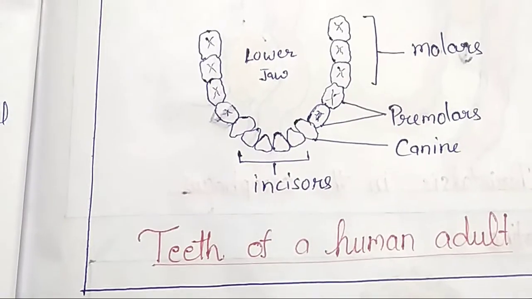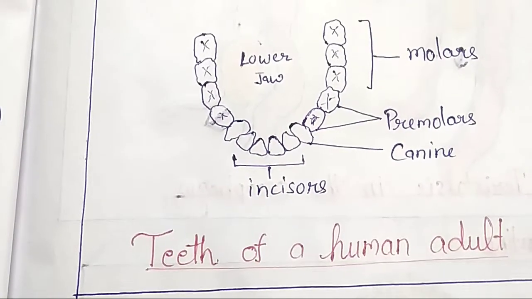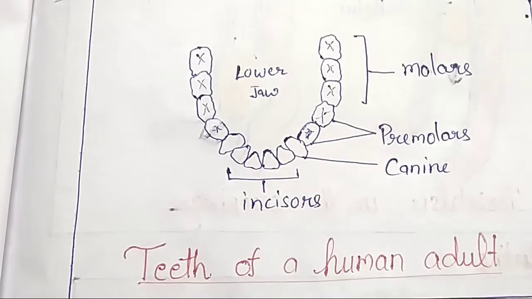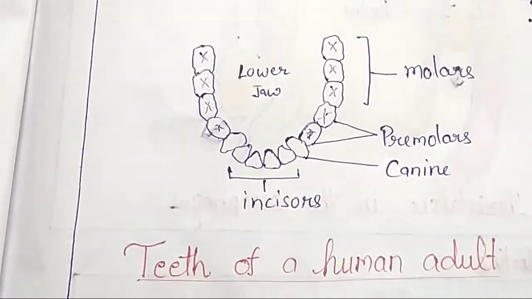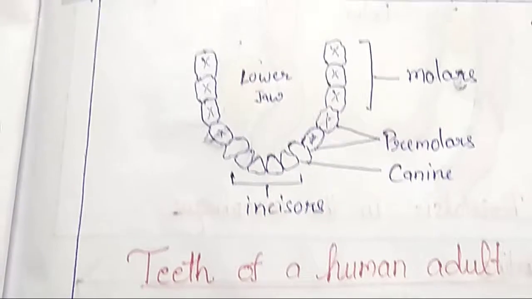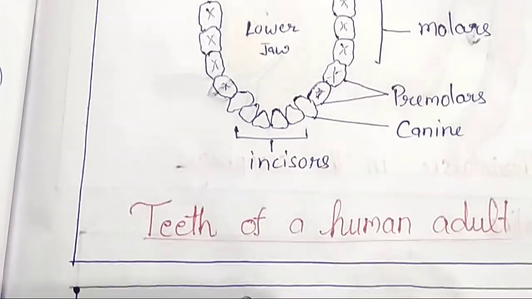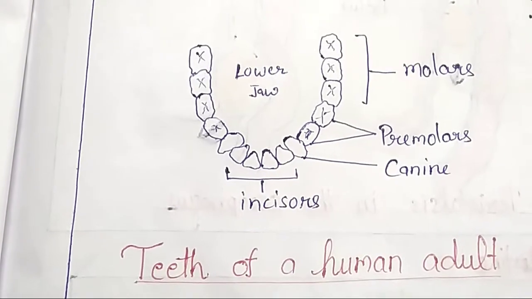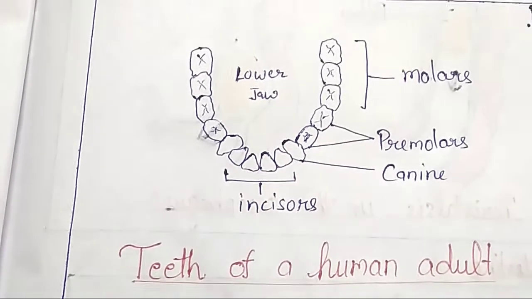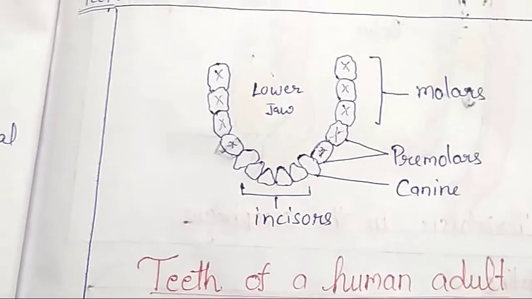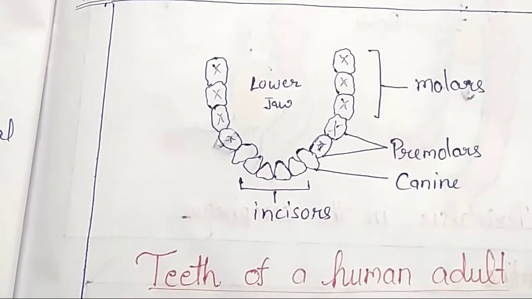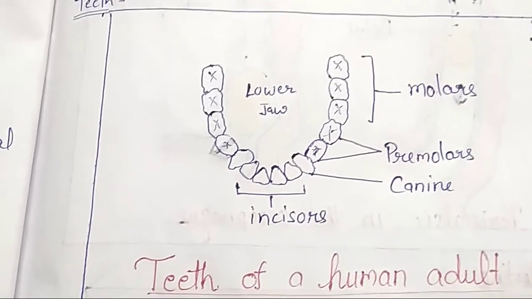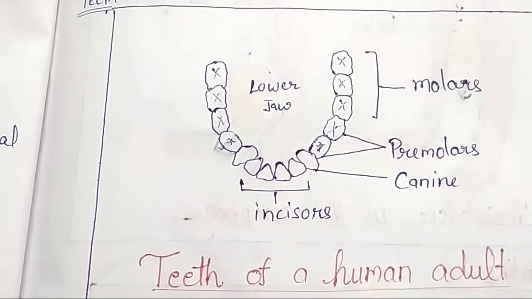In the mouth, teeth are present that play an important role in food digestion. First, you can see here I have taken a diagram of the lower jaw. There are two jaws, the lower jaw and the upper jaw. This jaw has 16 teeth. We know that there are 32 teeth in our mouth.